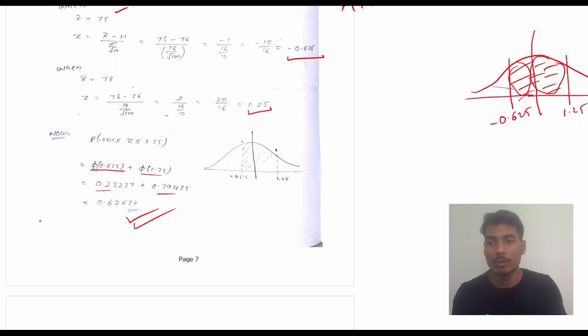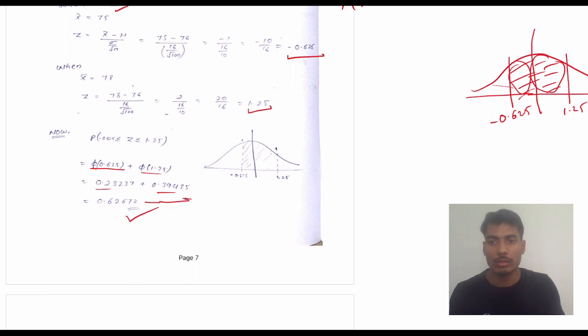So the probability of this is the probability of x bar less than 78 and greater than 75. This one is the answer.